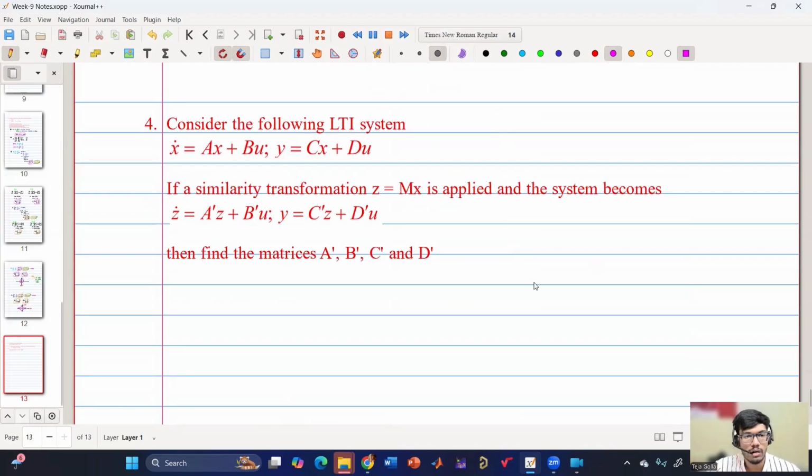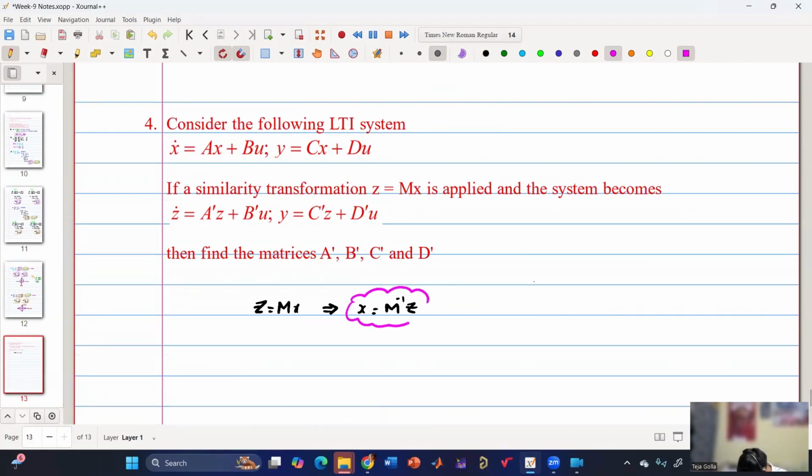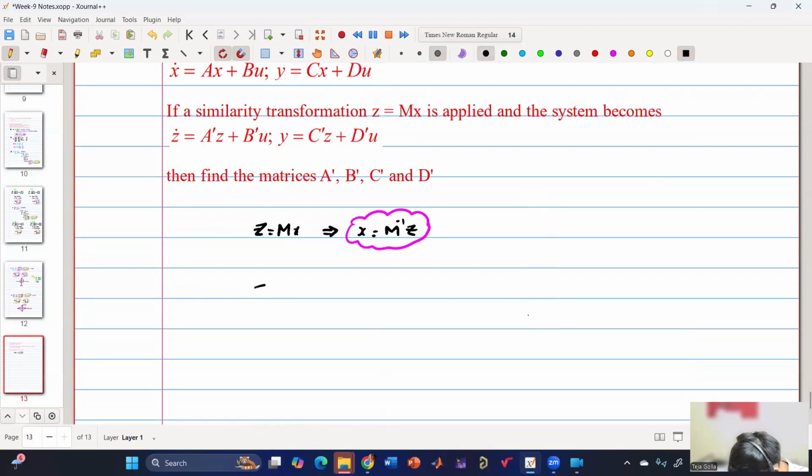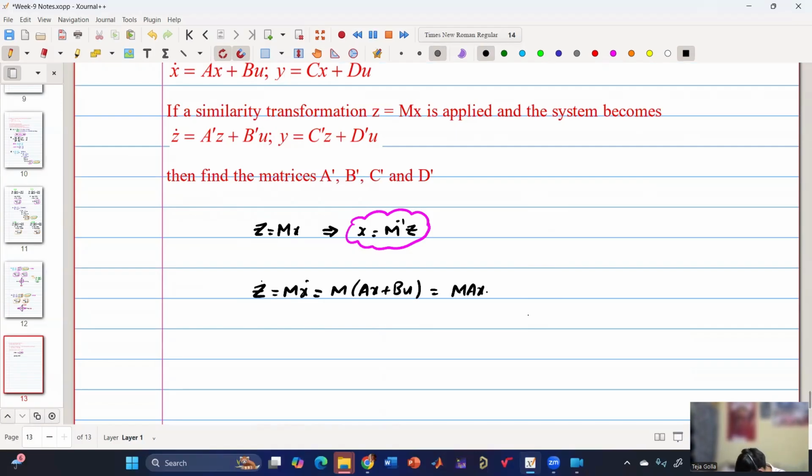Okay. Now let us move to the fourth problem, which we have already discussed in between, the transformation matrix. We know that Z equals Mx, which means my x is M inverse into Z. This is the condition that we have to keep in mind. Now let us solve. Z equals Mx means Z dot equals M x dot, and x dot is given as Ax plus Bu. So now I get MAx plus MBu. Now x is M inverse into Z, so M A M inverse into Z plus MB into u. This becomes my A dash and this becomes my B dash.